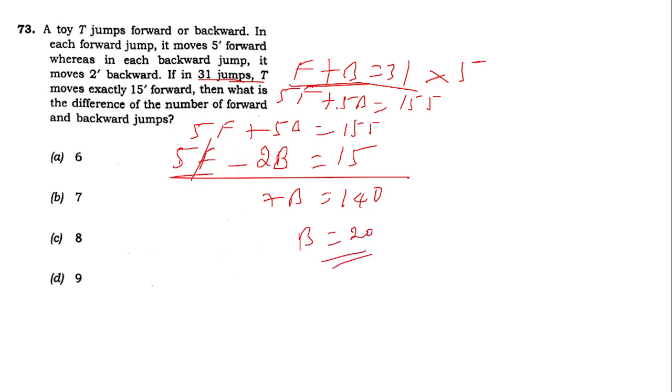So B we already got. We have F plus B is equal to 31. So F is equal to 31 minus 20. Correct? 31 minus 20 is 11. So we got 11.